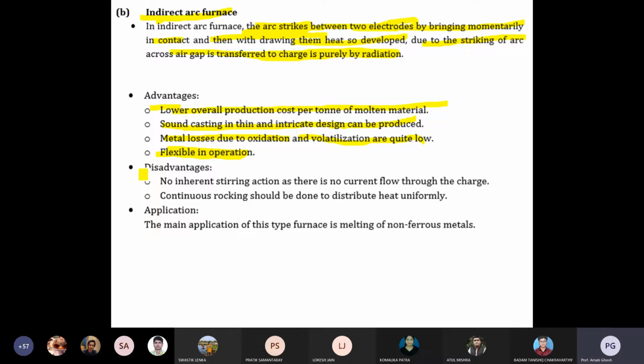What are the disadvantages? There is no inherent stirring action, as there is no current flow through the charge. Continuous rocking should be done to distribute heat uniformly. Applications: the main application of this type of furnace is melting non-ferrous materials. You apply that method for non-ferrous charges.